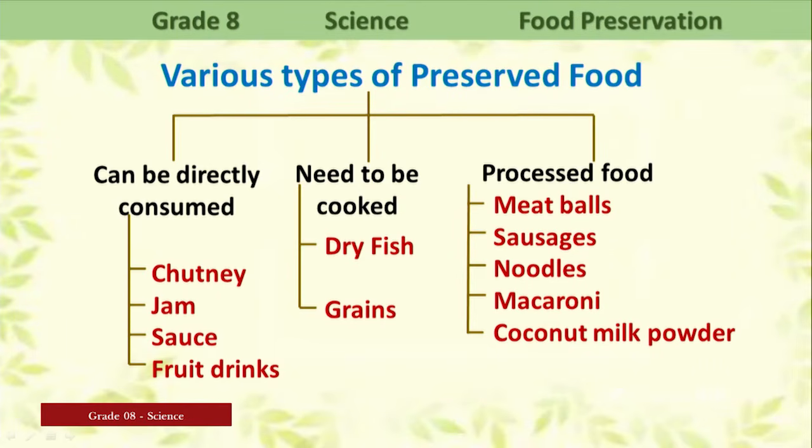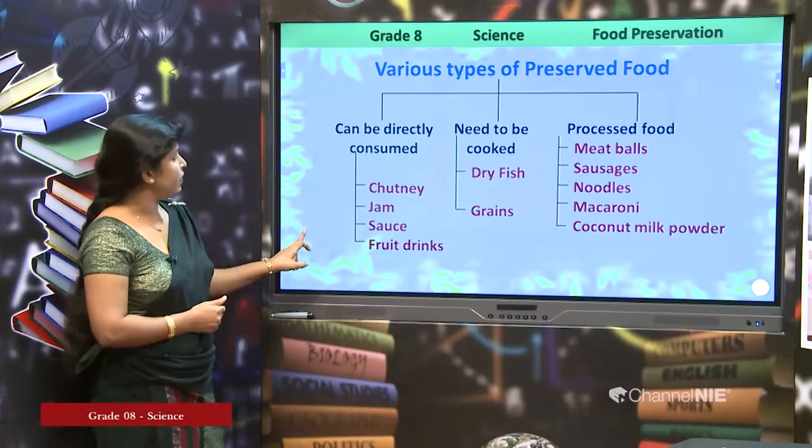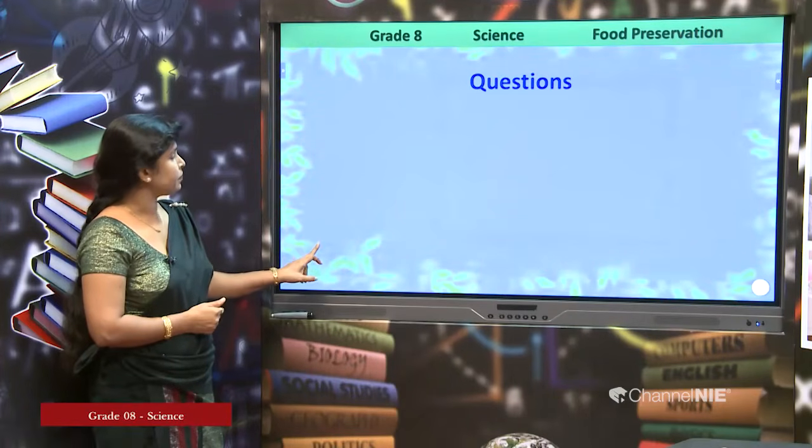And the food items like meatballs, sausages, noodles, macaroni and coconut milk powder. These food items have been produced through a complicated process, but they need an instant preparation. So, we have to consume those food items like meatballs, sausages after an instant preparation. Those are various types of preserved food used in our daily life.